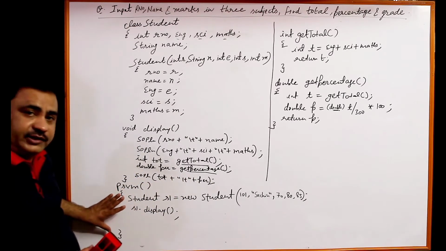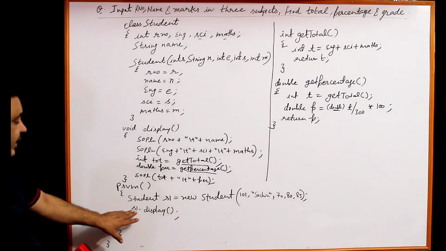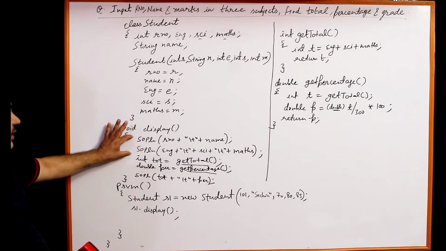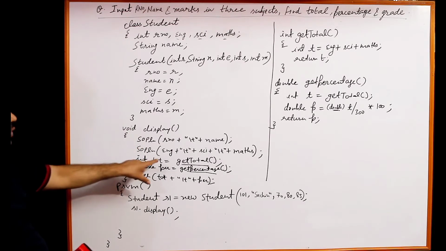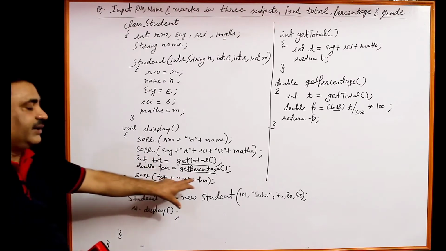Here when you execute the main function, just create the object first of all, same way, call s1.display(). So it will print all the details of the student, and then getTotal will be called and getPercentage will be called, and both will be printed here.